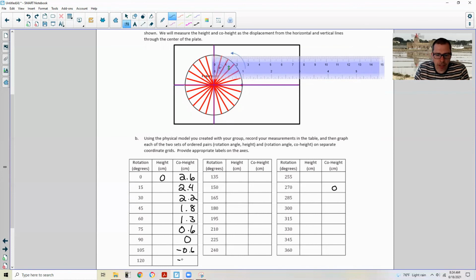And then this one comes down negative 1.3, negative 1.8, negative 2.2, negative 2.4, negative 2.6. And then it repeats. So now this is negative 2.6. This was negative 2.4, so this should be negative 2.4. And then negative 2.2, negative 1.8, negative 1.3, negative 0.6, and then getting back to 0.